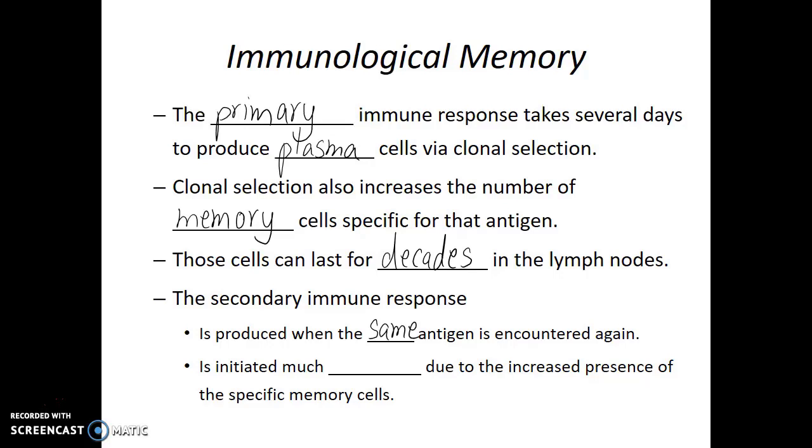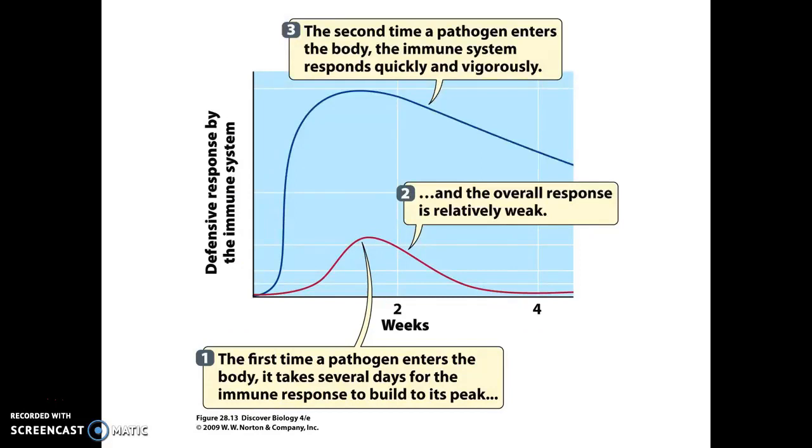So when that same antigen is encountered again, this secondary immune response is initiated much faster due to the increased presence of the specific memory cells. Because we've been introduced to that antigen once, we've increased the number of memory cells we have against that antigen. So all future exposure, our immune system will respond more quickly and more strongly.